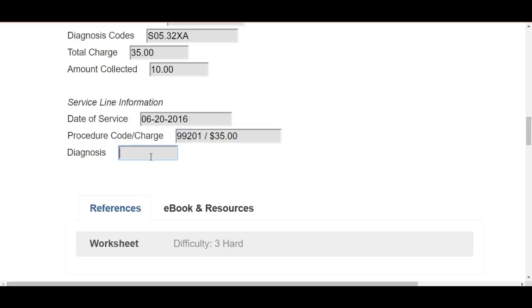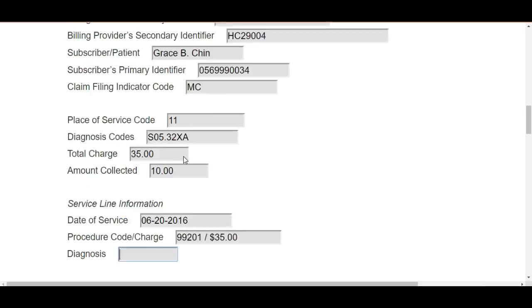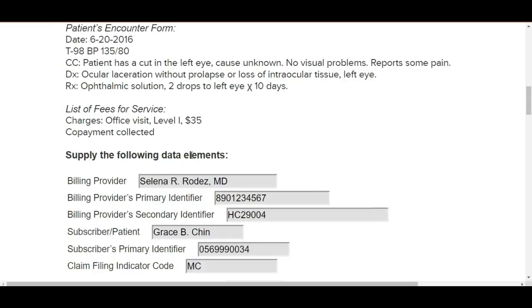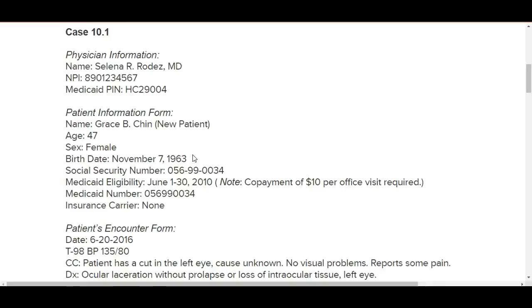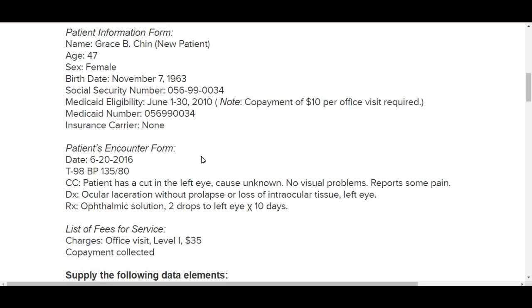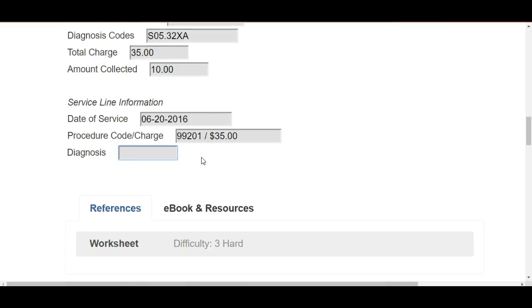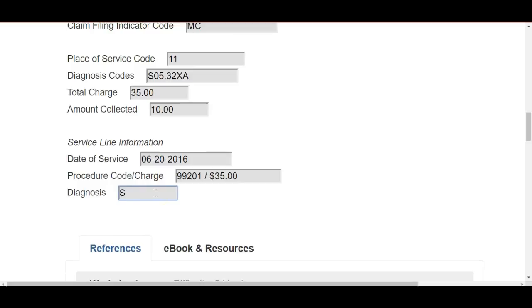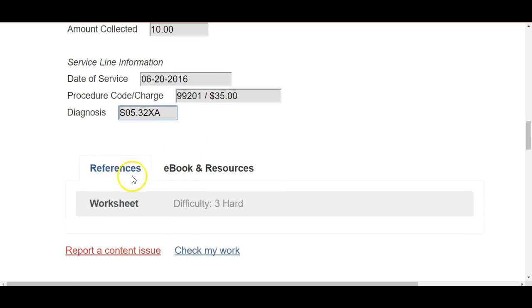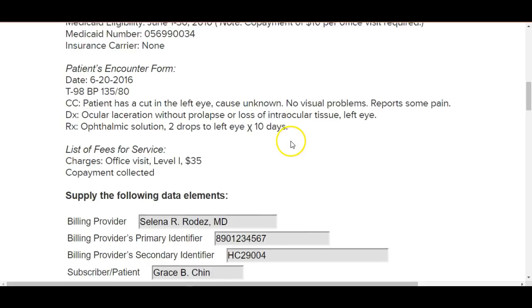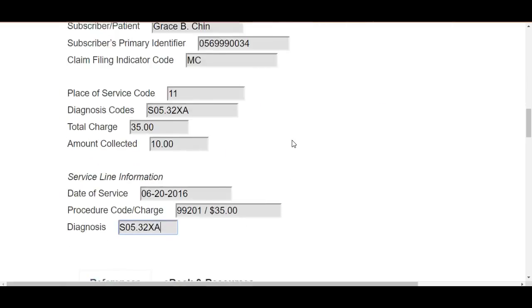And the diagnosis code, what? I'm looking. For the service line, hang on just a second. S05.32 XA. All right. So that'll take care of number 12. So we'll go on and do number 13.